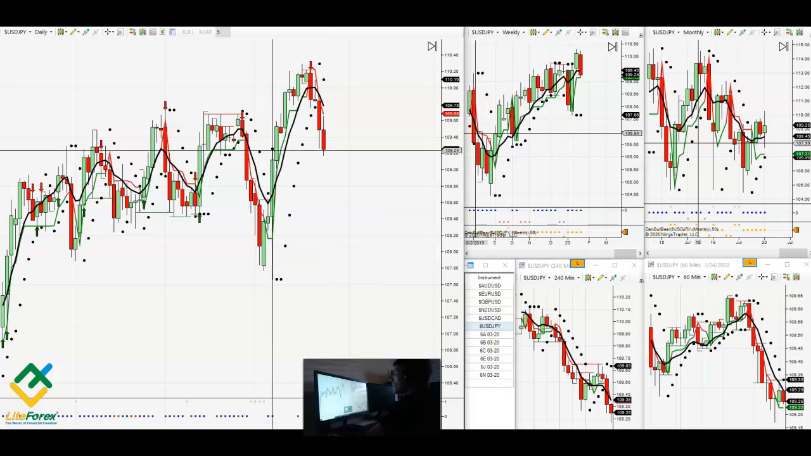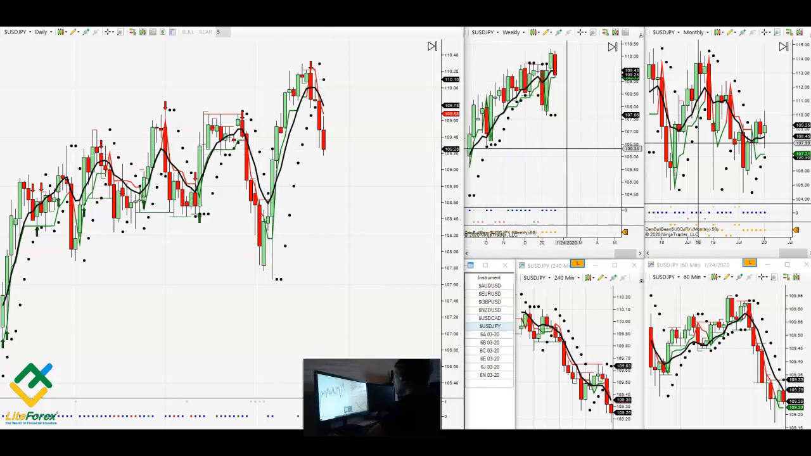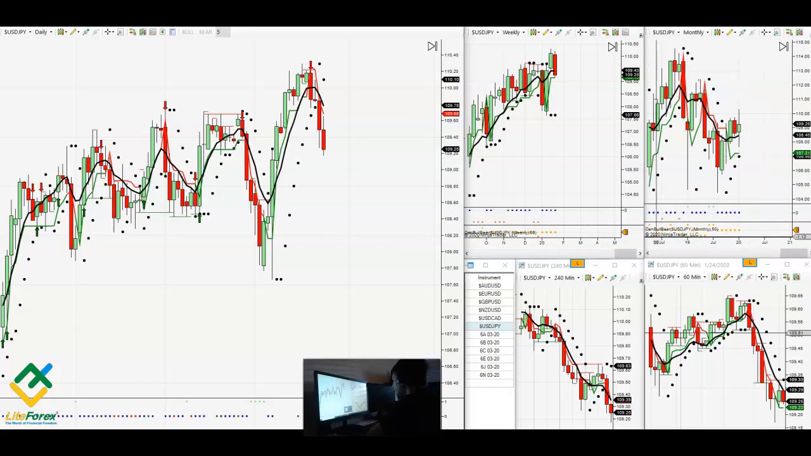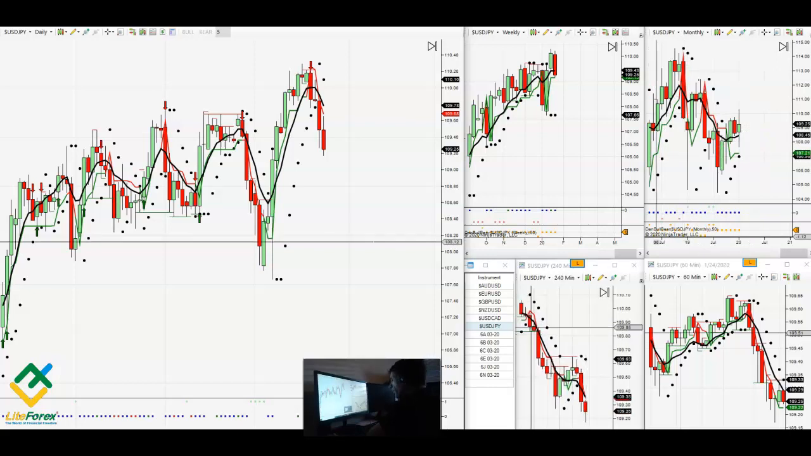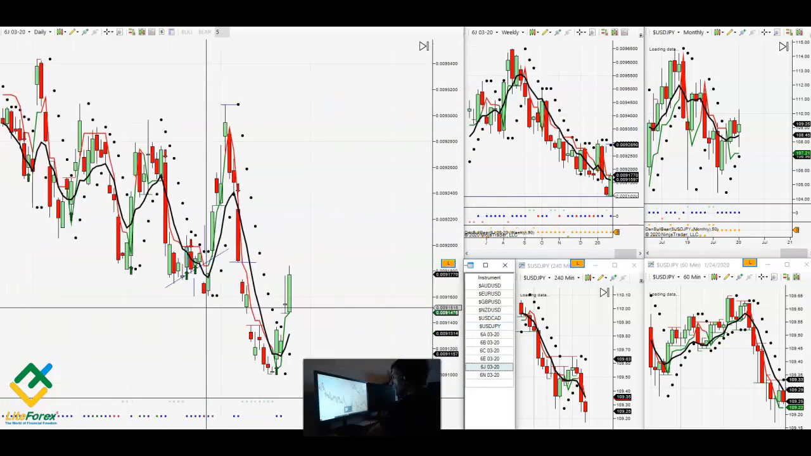Okay, so it's really looking like there's more downside, but I'm expecting a bit of a rebound. Look for a rebound next day. Let's take a look at the yen futures though.